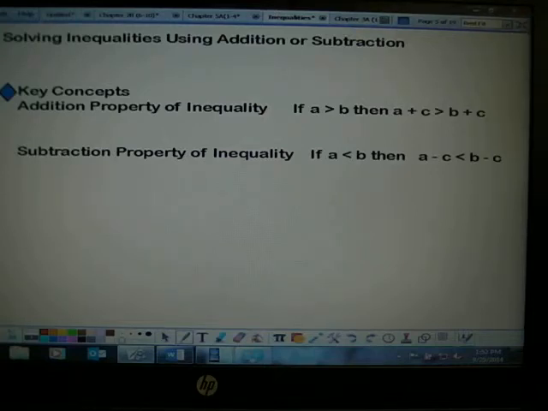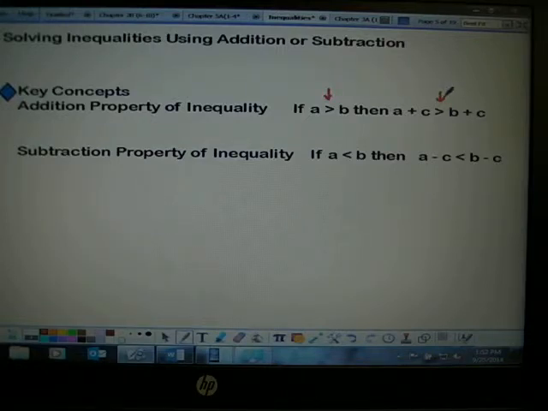This lesson is on solving inequalities using addition and subtraction. These are similar to your one-step equations, but with inequalities. So we have our addition property of inequality and our subtraction property of inequality, which are exactly like your addition property of equality, except it doesn't have an equal sign. It has an inequality sign, which is that greater than or less than sign.